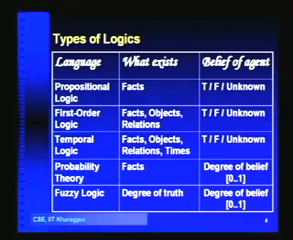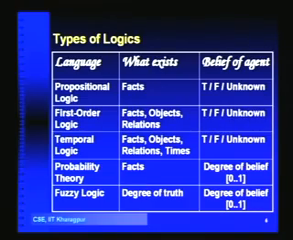In probability theory we will have facts, but we will have an associated probability with those facts. So, we will have degree of belief. So, what is the probability that this proposition is true, what is the probability that this proposition is false. And then we have fuzzy logic, where we have degree of truth, right, and the degree of belief is again something between 0 and 1.